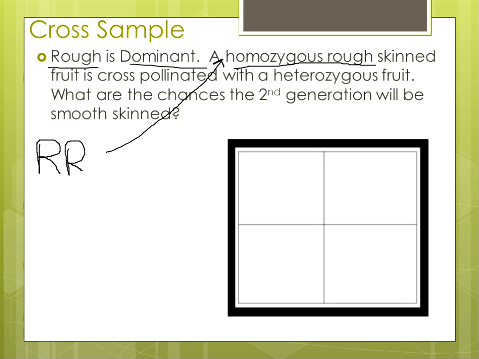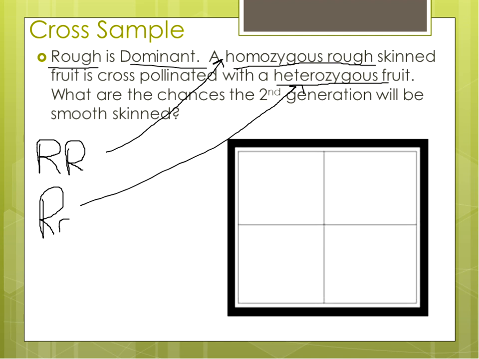It's cross-pollinated with a heterozygous fruit. Which two letters would be heterozygous, do you guys think? Good. Big R, little r. That's heterozygous fruit. So the question is, what are the chances that the second generation will be smooth skin?